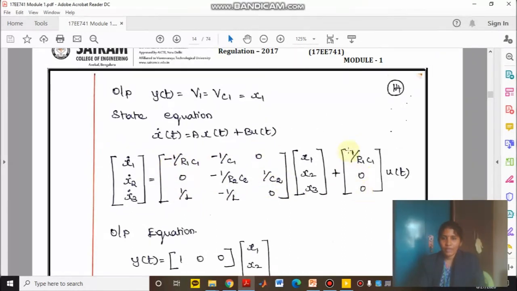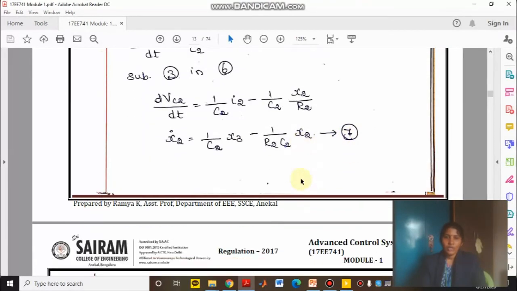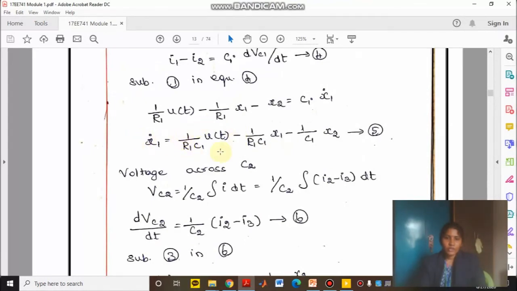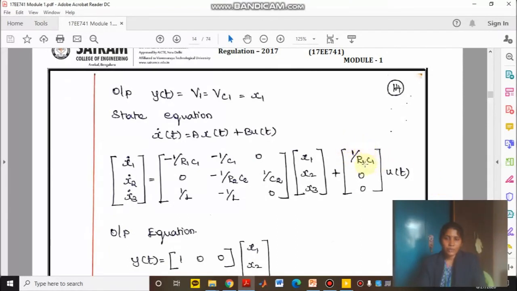Same thing when you want to write the matrix B. Here you need to write what is the coefficient of u in x1 dot, in x2 dot, and in x3 dot. So when you check x1 dot, x2 dot and x3 dot, in x2 dot u is absent, so here it will be equal to 0. In case of your x1 dot, the coefficient of u is 1 divided by r1 into c1, so you can write 1 divided by r1 into c1. Same thing, the coefficient of u in case of your x3 dot is going to be 0. This is how you have to frame the state equation matrix for a given problem.